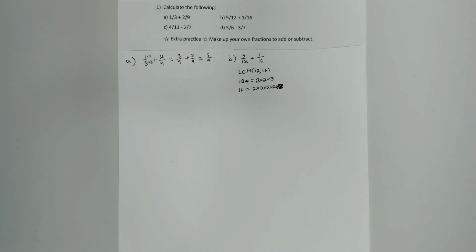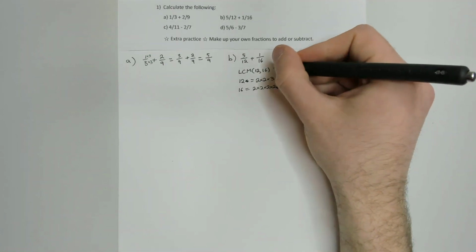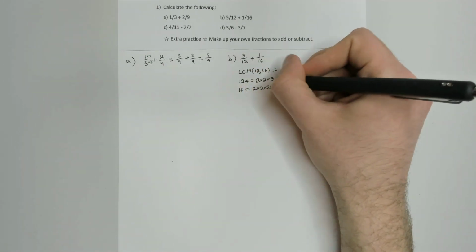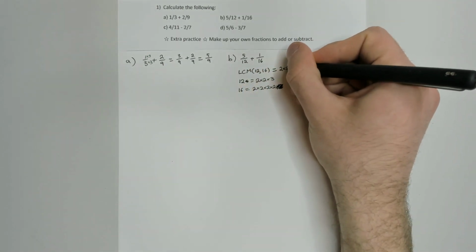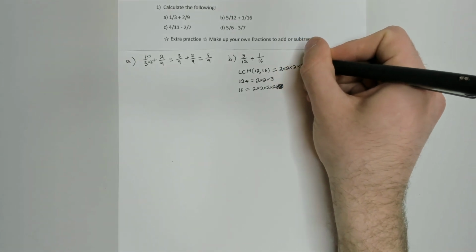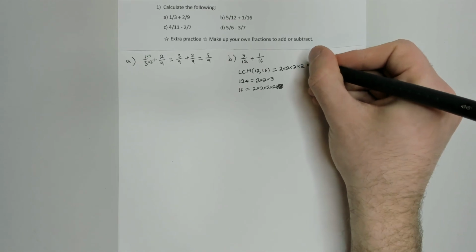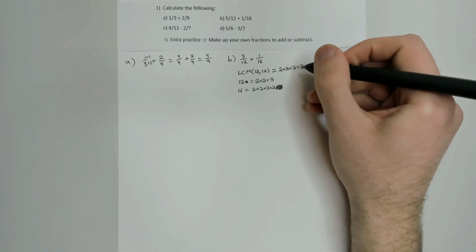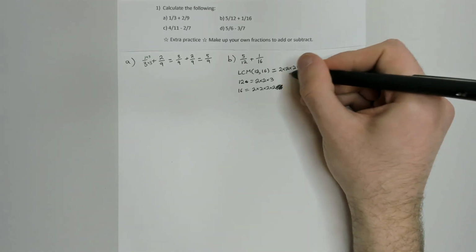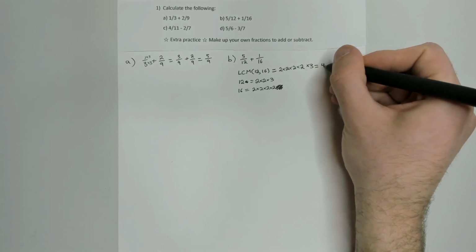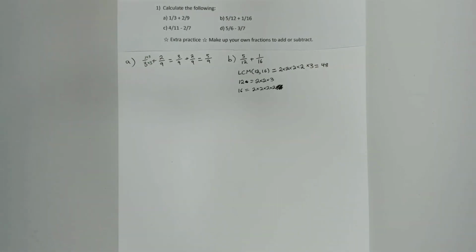Alright, so the lowest common multiple, that's going to be what covers both their prime factorizations. So we need 4 2's, there's no way around that, because that's going to cover 16. But then the 2's are covered for 12, so we just need the extra 3. So in total, these 4 2's are 16 times the 3 is 48. So our lowest common multiple is going to be 48. So that's what we need to use for our common denominator.